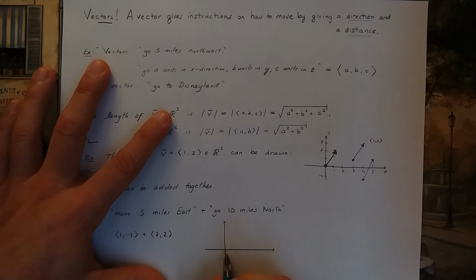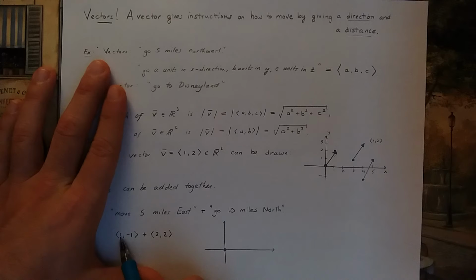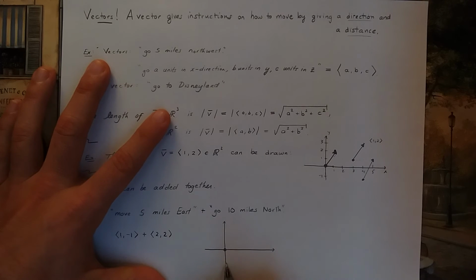So maybe you're starting at 0, 0. Travel in this direction. Take 1 step to the right and 1 step down. So the first vector is here. Then, once you're done with that, take 2 steps to the right and 2 steps up. Okay, so now I'm over here.